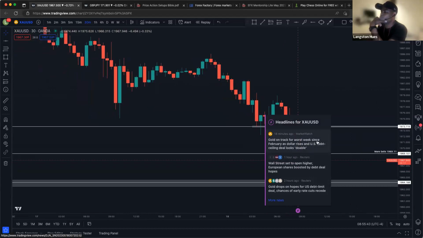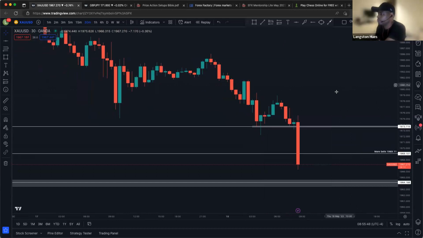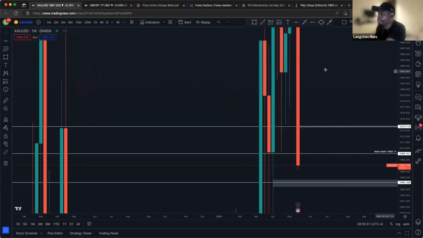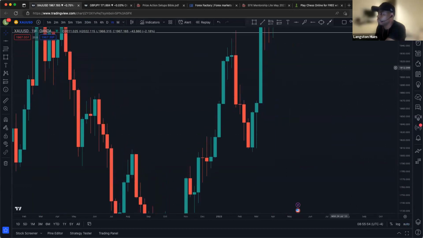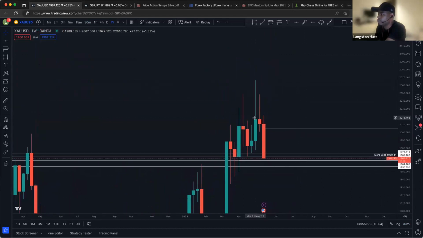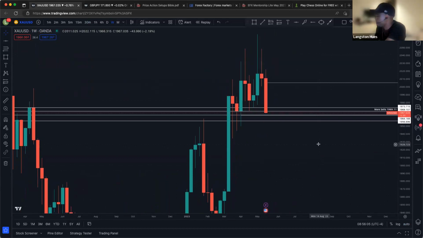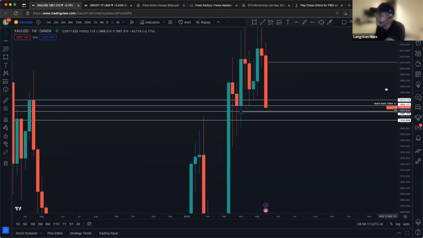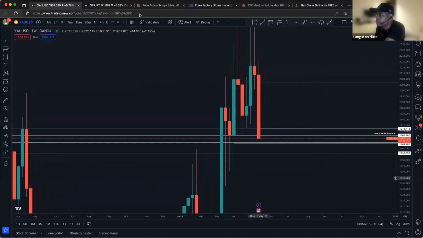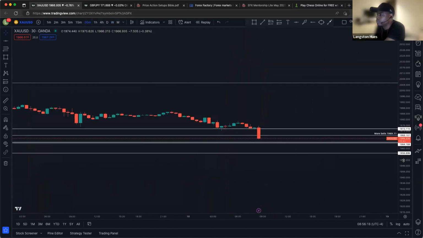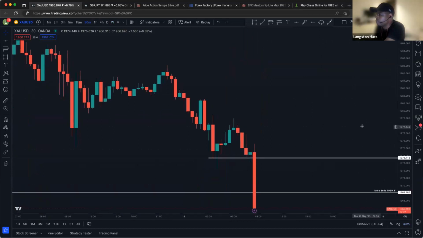Gold on track for worst week since February as dollar rises and US debt ceiling deal looks doable. Look at the weekly. Look at that. Resistance formed here on the weekly and dropping. Okay, 4 minutes for closure.